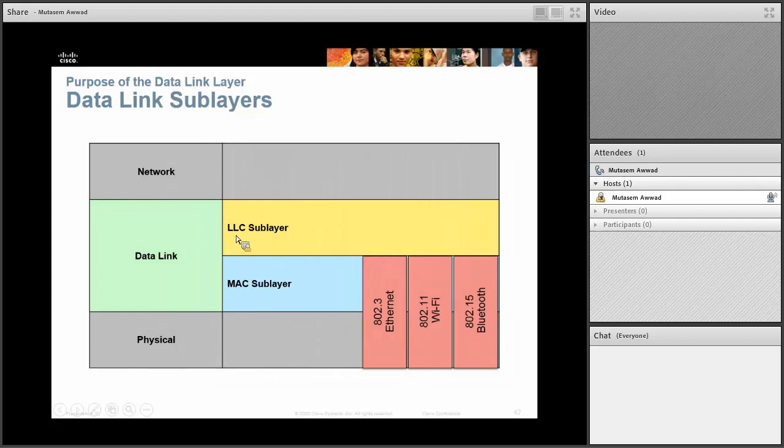The LLC, the logical link control sublayer, is the one that communicates with the network layer. That's the one that grabs the packet from the network layer. And the media access control sublayer is the one that takes the data from the LLC, with the frame, and places the frame onto the physical layer, the wires. That's media access control. Your NIC actually operates at the MAC layer and the physical layer, the standards of your NIC, such as 802.3, Wi-Fi, all these NICs.